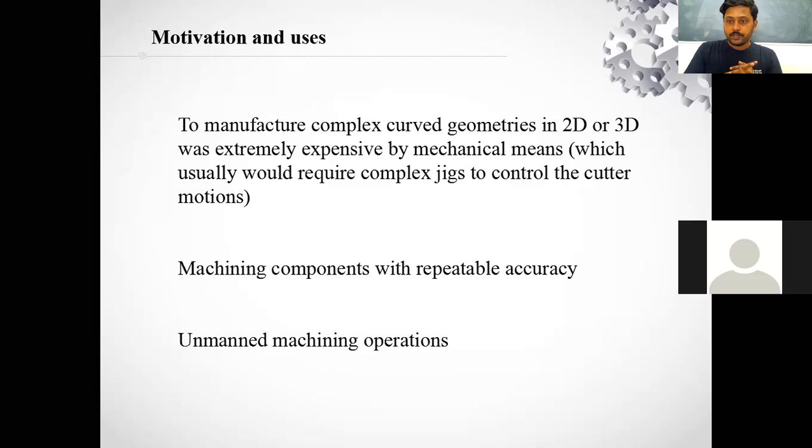Next, unmanned machining operation. Unmanned machining operation relates to the human errors occurring due to human perception. Suppose a person is working on a lathe machine and will be doing say 100 jobs in a shift of 8 hours. He will have that target in mind. So what is the human tendency? Human tendency is to finish the work as early as possible so that they can get some relief from the schedule, right?